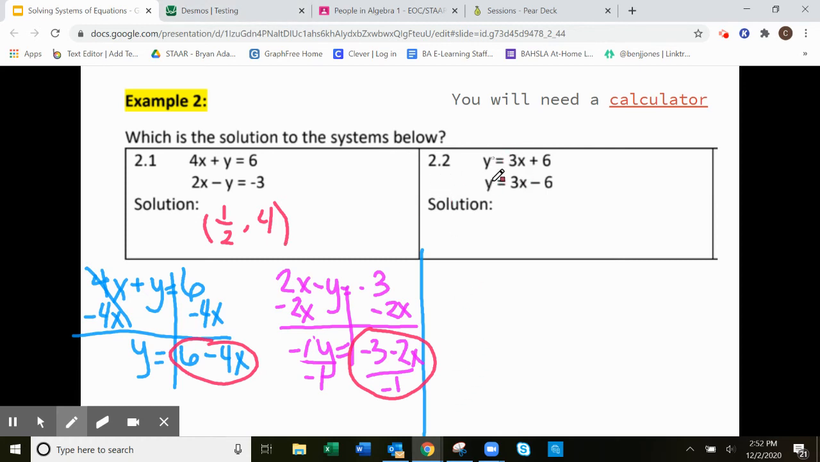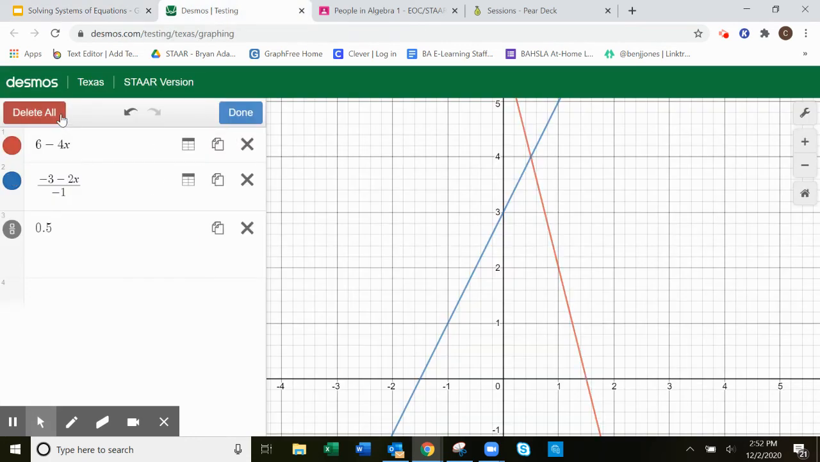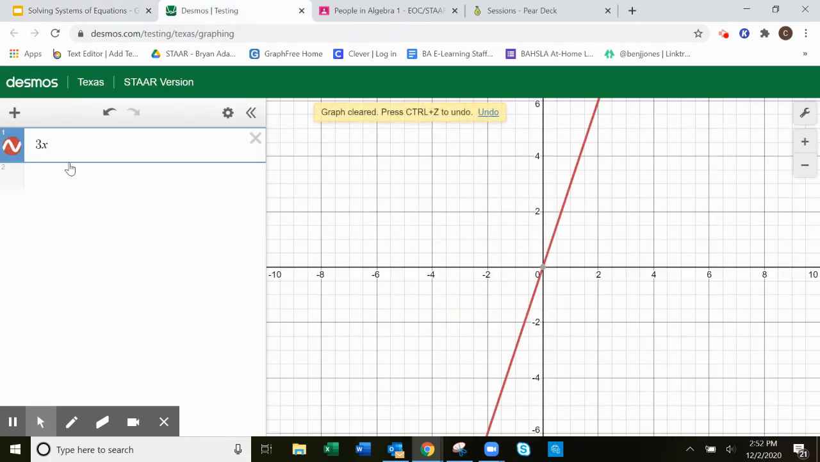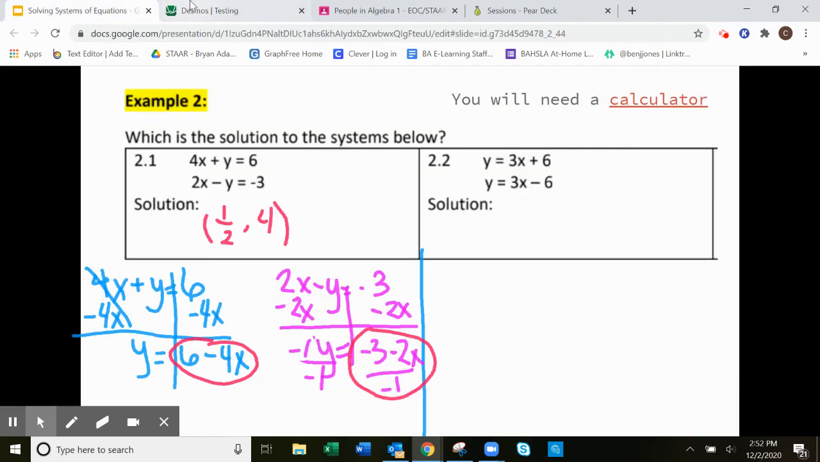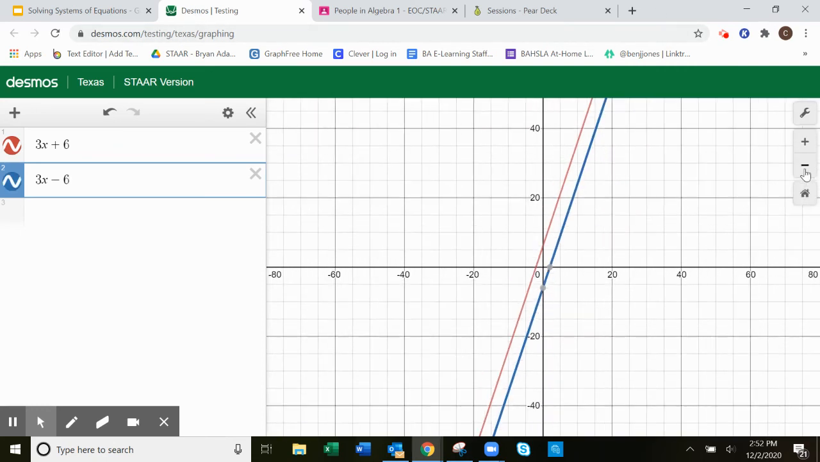Now let's go ahead and look at the second example. So notice how both of them already have y equals. And that's already good for us to go ahead and graph them. So we have 3x plus 6. And then the next one is 3x minus 6.